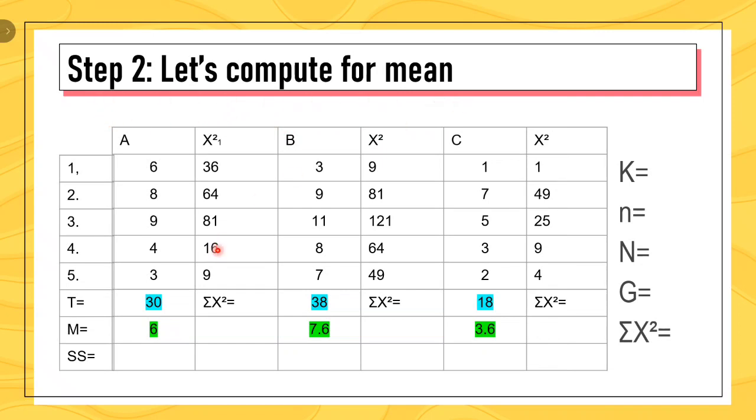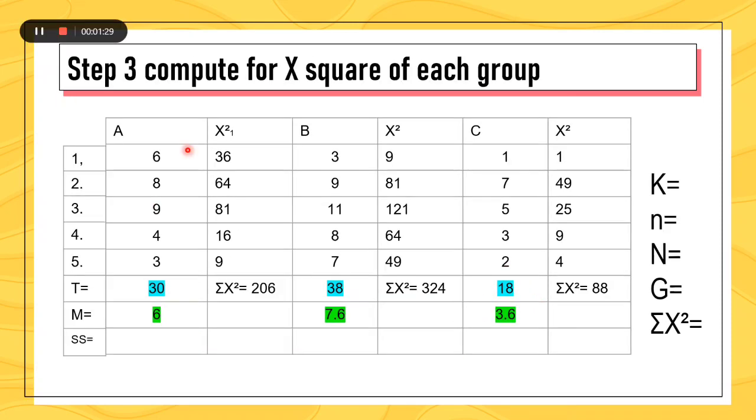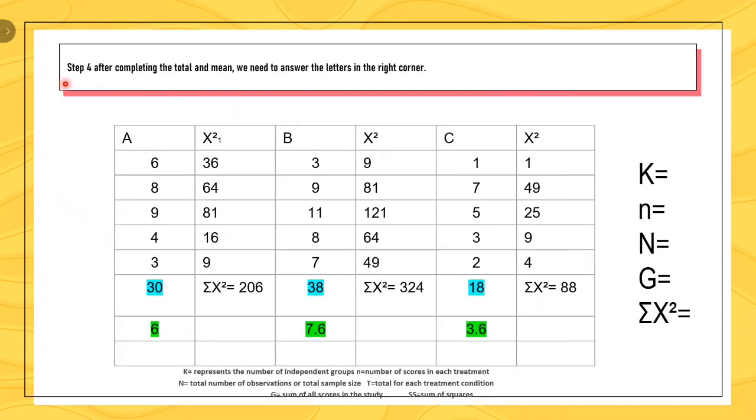For step 2, let's compute the mean. 30 divided by 5 is equal to 6. For the second column, 38 divided by 5 is equal to 7.6, and for the last column, 18 divided by 5 is equal to 3.6. For step 3, we will compute the x squared of each group. The summation of x squared in the first column is 206, for the second column is 324, and for the last column is 88.